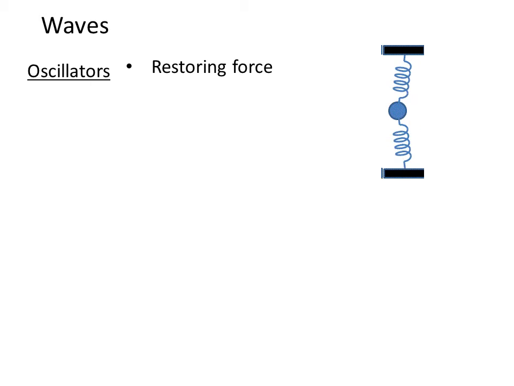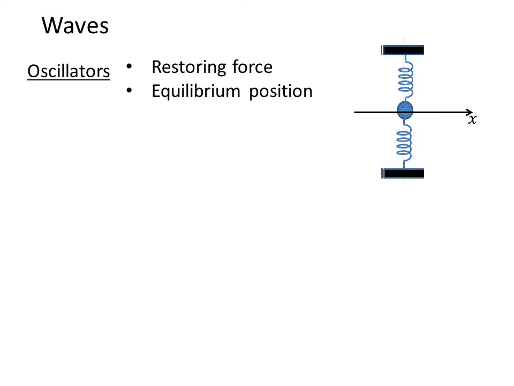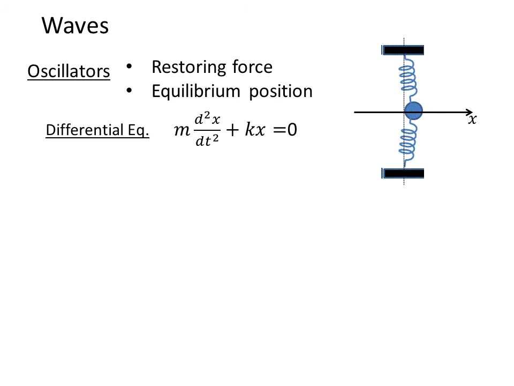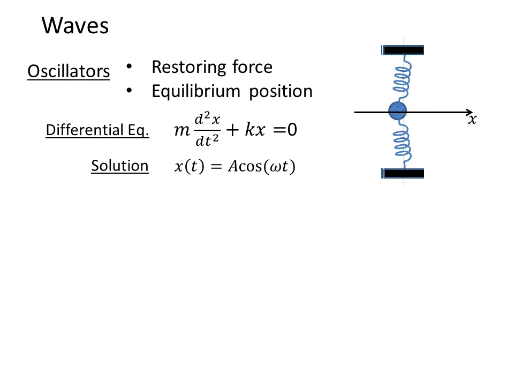There is a restoring force on the mass provided by the springs, so it oscillates back and forth around an equilibrium position shown by the dotted line. If we describe this motion in this direction with the variable x, we can draw an axis and have the variable x, and then we can write down a differential equation for this motion. This is equal to the mass times the second derivative of x plus kx equal to 0. And we've solved this before, and the solution is x of t is equal to a times the cosine of omega t, so a sinusoidal oscillation.